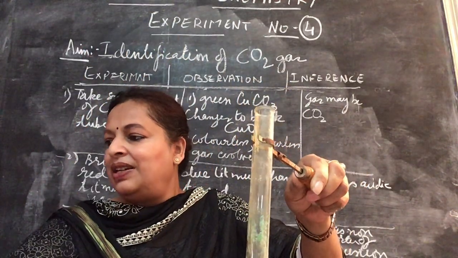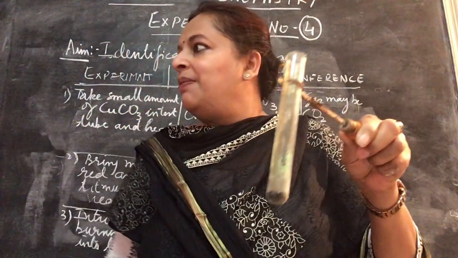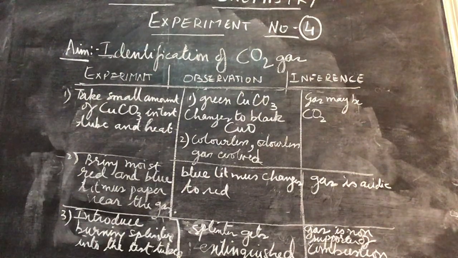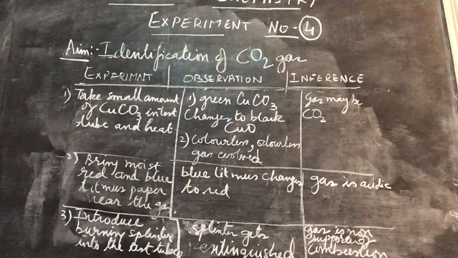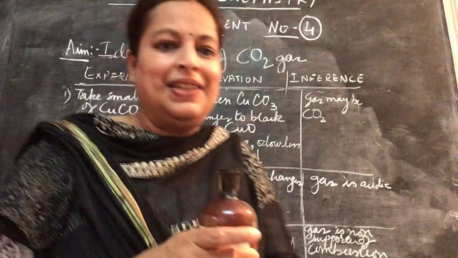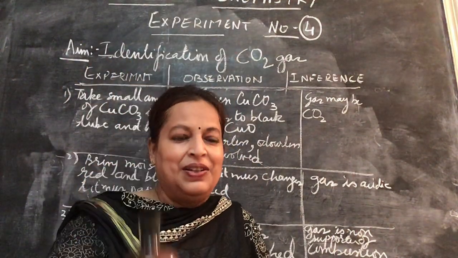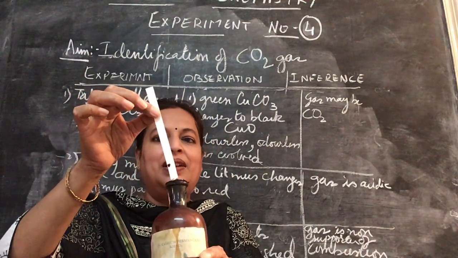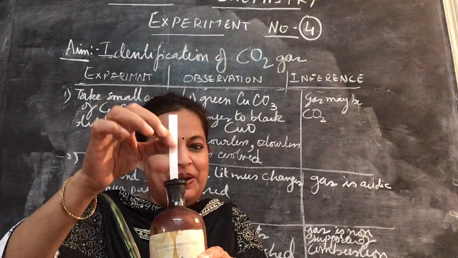Similarly, we have the test for potassium permanganate. I'll just get it quickly for you all. KMnO4. So this is KMnO4 here. So I'll dip this plain filter paper strip in this KMnO4. So what does it become? KMnO4 paper.